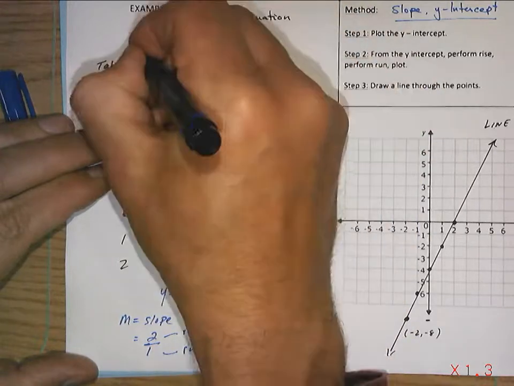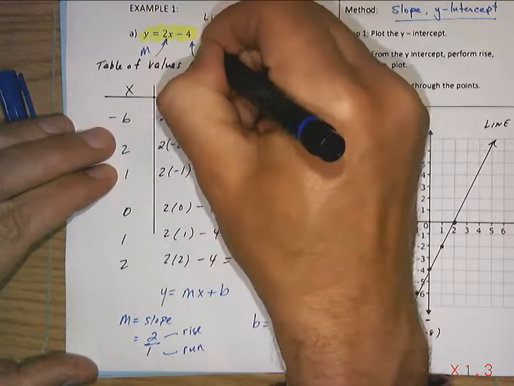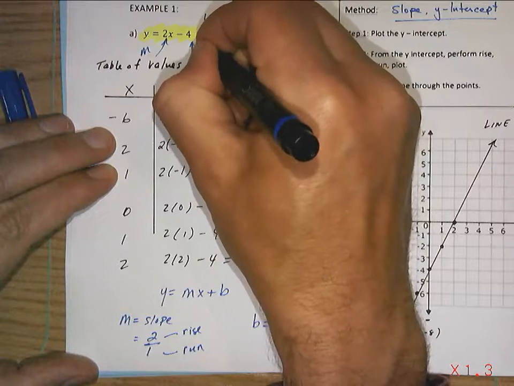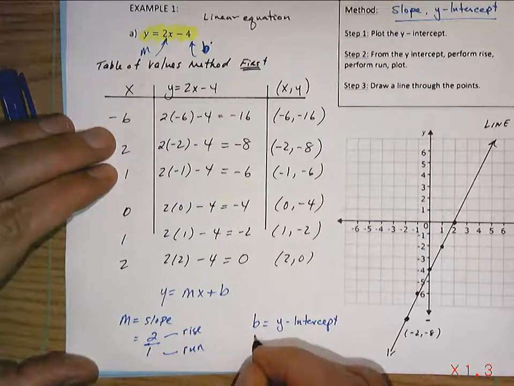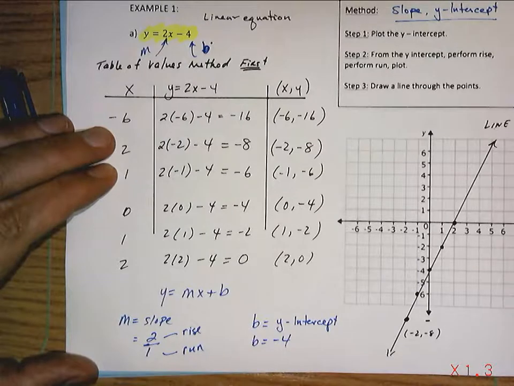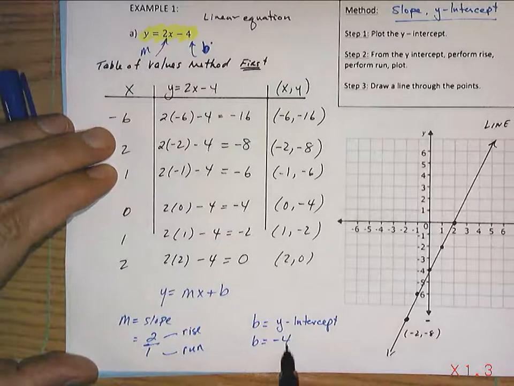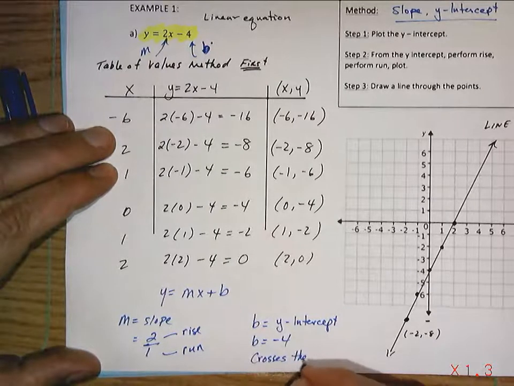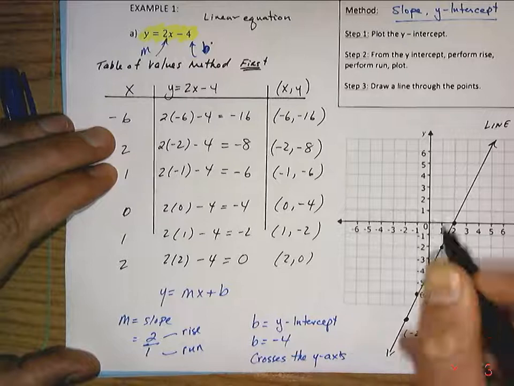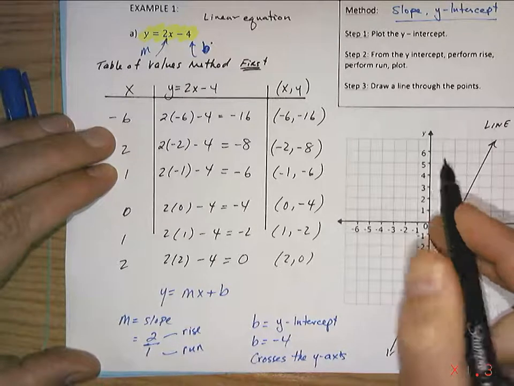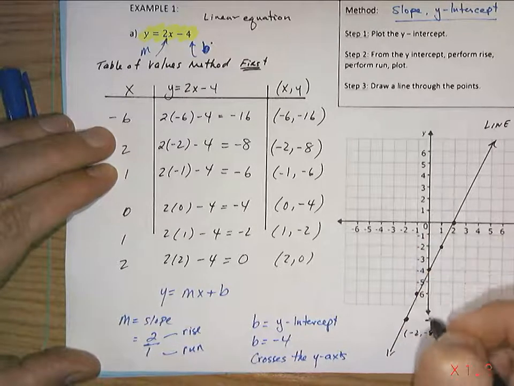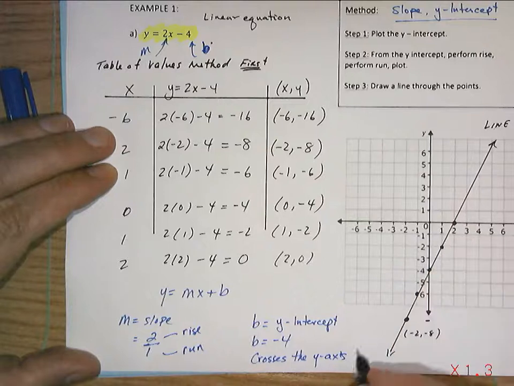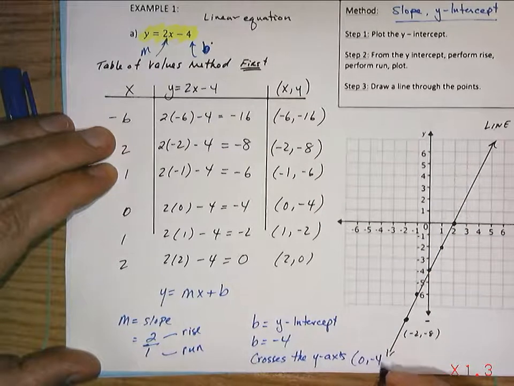The b value here is -4. So the b value is equal to -4, which means that that's your y-intercept. Now what does a y-intercept mean? A y-intercept is where it crosses the y-axis. So if it's going to cross the y-axis, remember this is your y-axis, then the x value has to be 0. So this is going to be 0, -4.